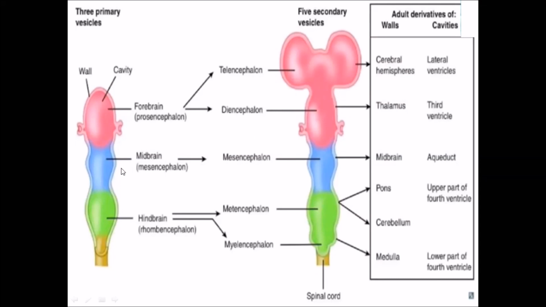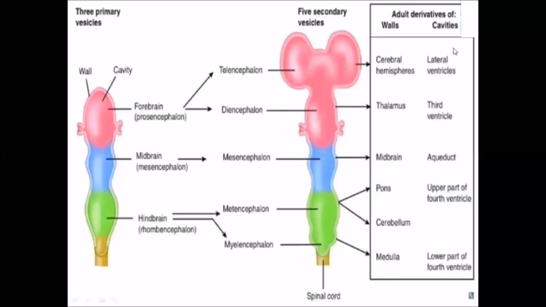Then the mesencephalon develops in the same way, and the rhombencephalon divides into the metencephalon and myelencephalon. From the metencephalon, the pons and cerebellum develop. From the myelencephalon, the medulla develops. And then there is the spinal cord. From the telencephalon, the cerebral hemispheres develop. From the diencephalon, the thalamus develops. From the mesencephalon, the midbrain develops.